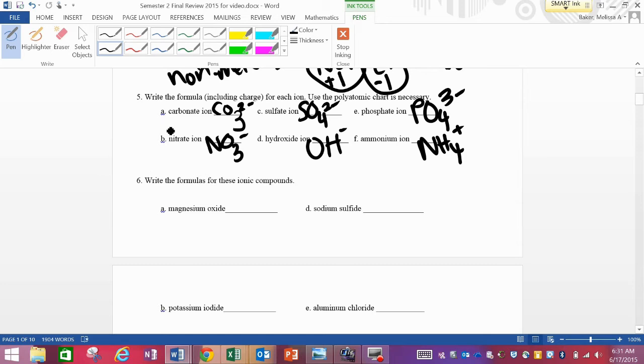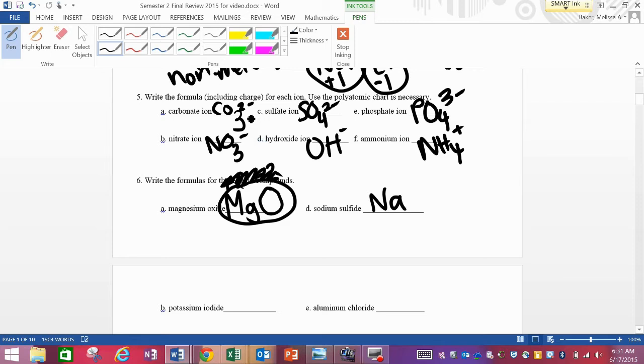Number 6, writing formulas. This is all about crisscrossing, except for the first one because the charges are going to cancel out. So magnesium's in group 2A. That means it would like to lose 2 electrons and form a +2 charge. So write the charge above each element. Oxygen's in group 6A. It would like to gain 2 electrons. So since +2 and -2 cancel out and make 0, the compound is just MgO.